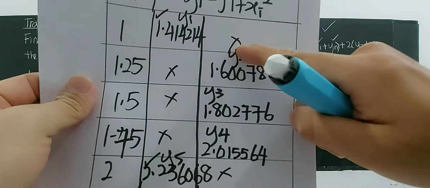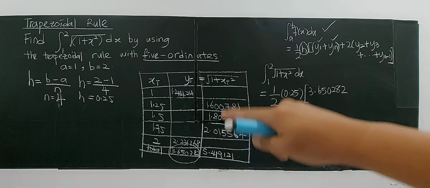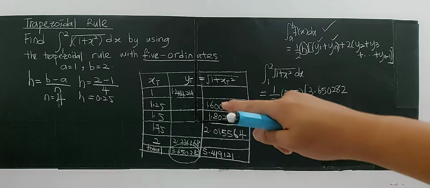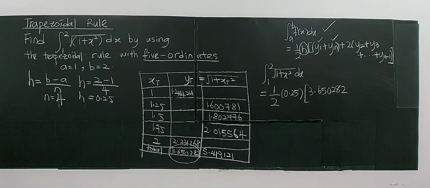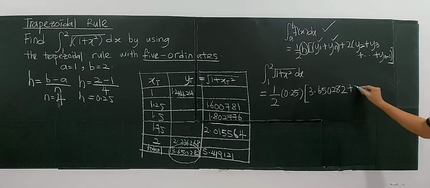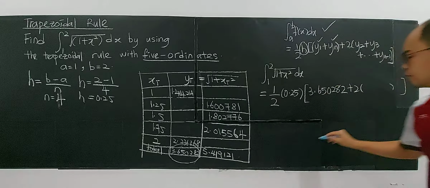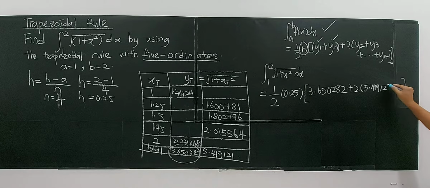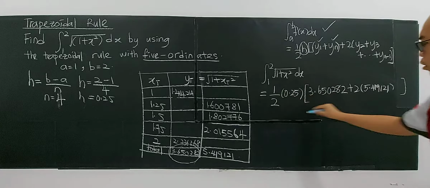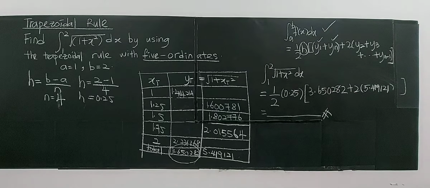So this is the total of y2 plus y3 plus y4, which means the middle value, right? With the middle values, we have to multiply by 2. That's why we do it in a different column here. So we're taking this 2 multiplied with the total of the middle values here, which is 5.419121.